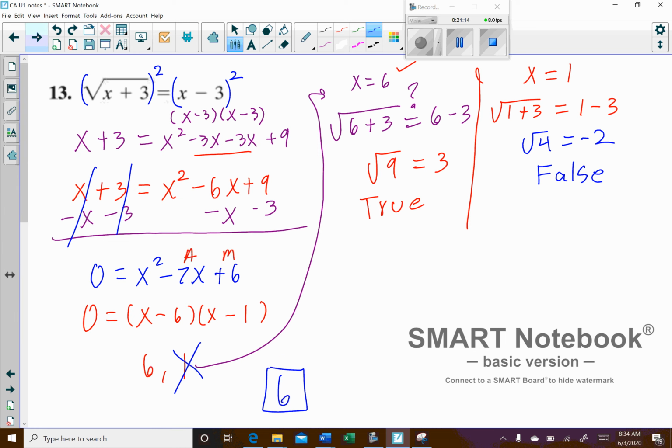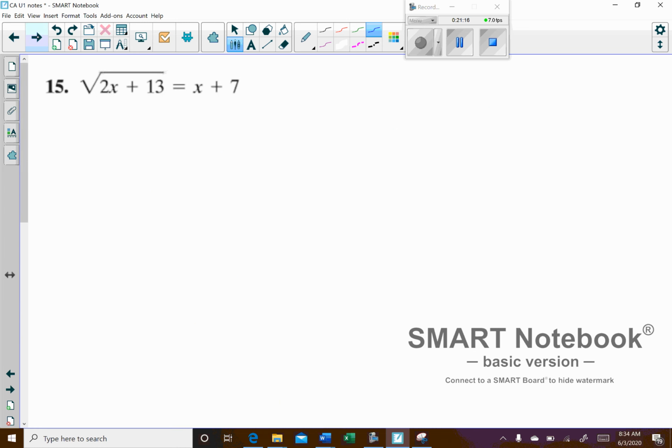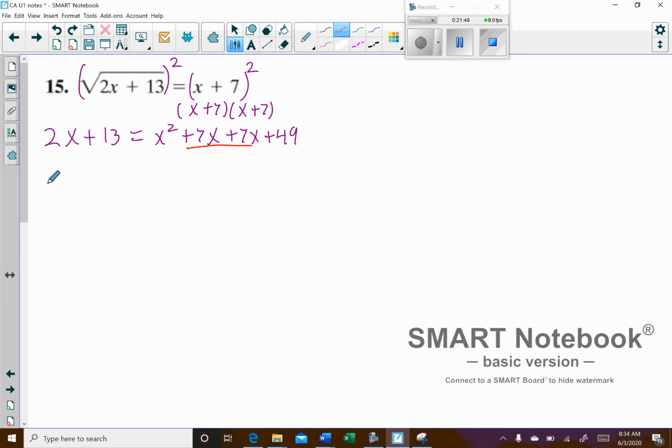All right, so I have 2 more examples of this first to get some practice. 15 is really not much different from the one we just did. So we'll start by squaring both sides. Okay, so we're going to get 2x plus 13 equals, and so remember, break this into 2 binomials and FOIL it, okay? So x times x is x squared, then plus 7x, and then plus 49. And you do have like terms in the middle. So let's clean this up.